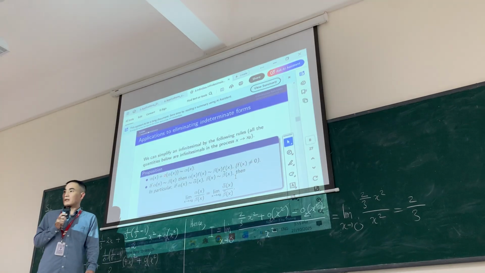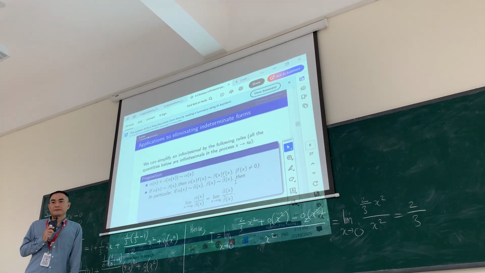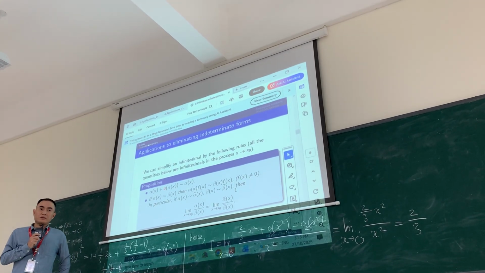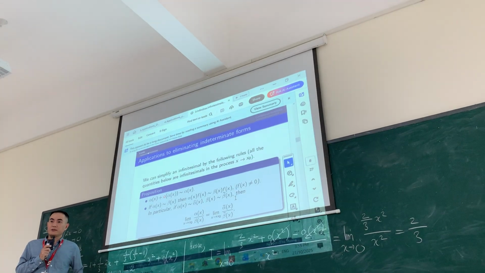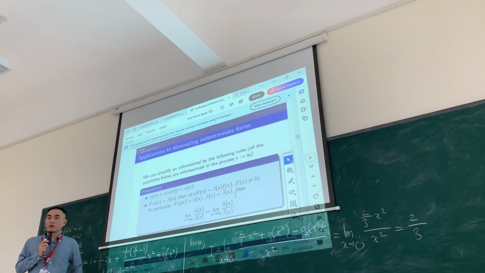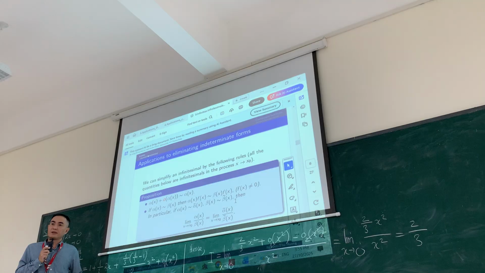Chúng ta sử dụng Markov expression. We use Markov expression to estimate the limit of function f over z.